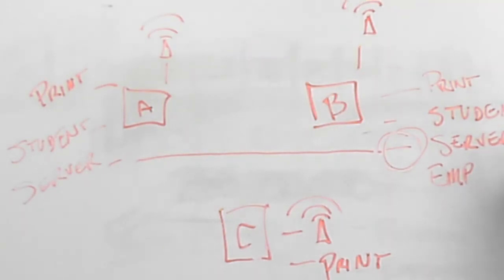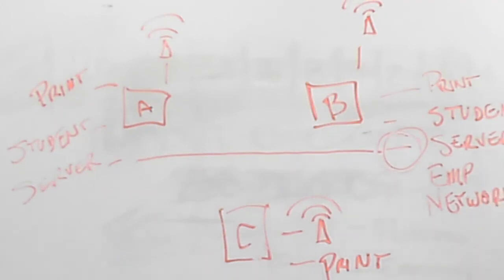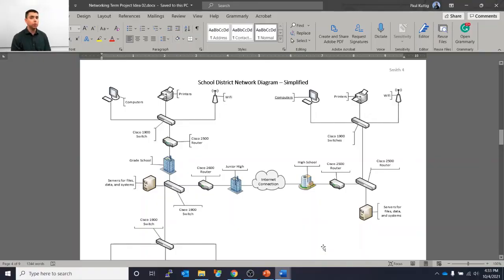And then we're going to have network. So these are the different devices that we'll have at each campus. And so this is how you begin to draft it out. All right, so that's how you would do a rough draft.